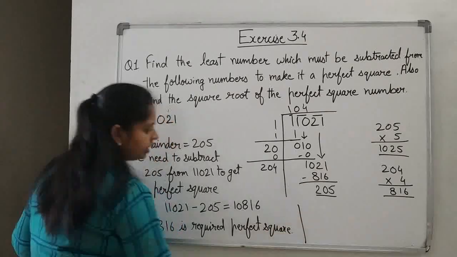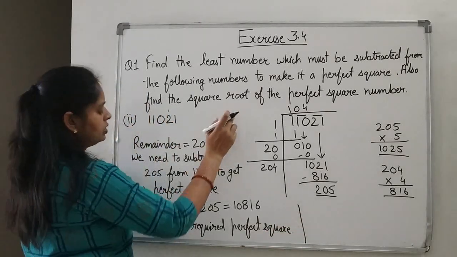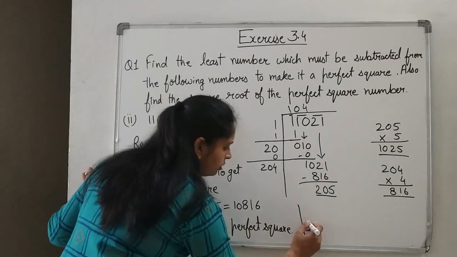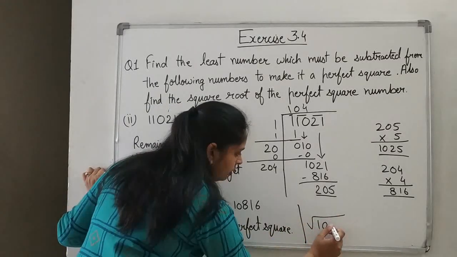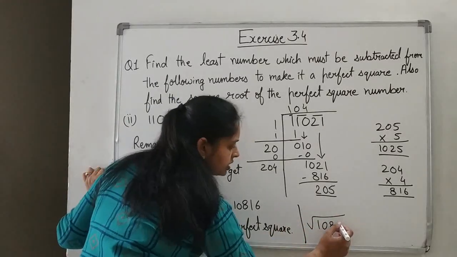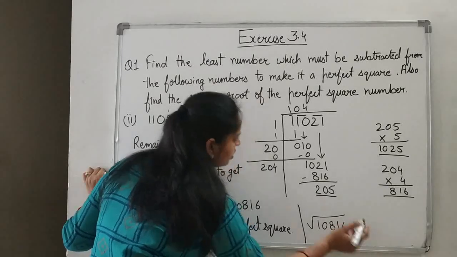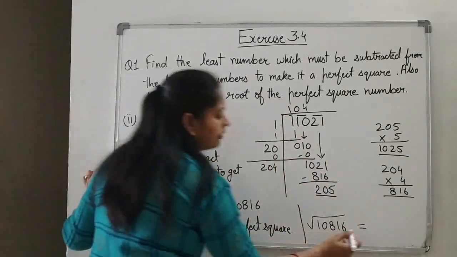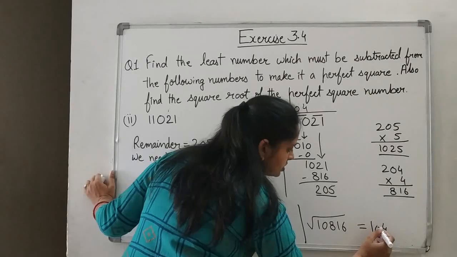And also they are asking for what? They are also asking for the square root of the number. So the square root of 10816 will be equal to how much? Obviously it will be equal to 104. So this is your answer.